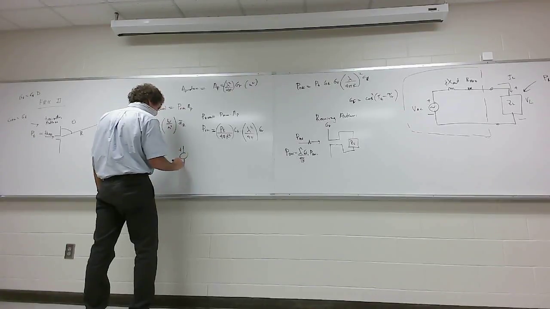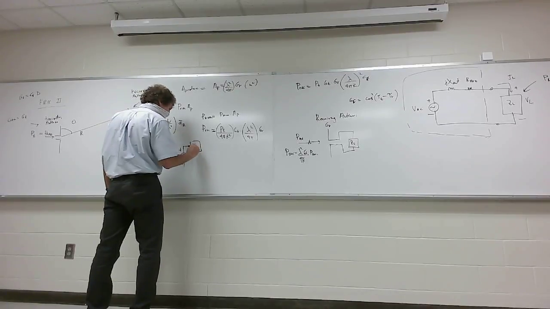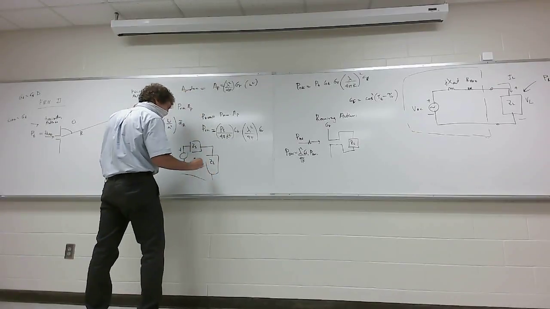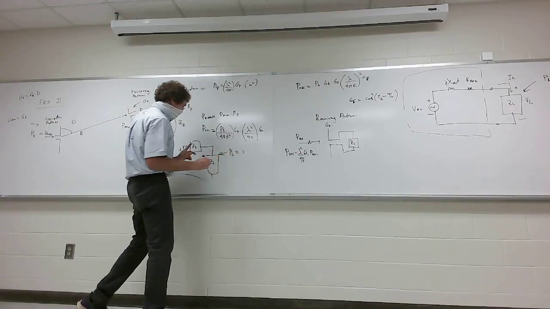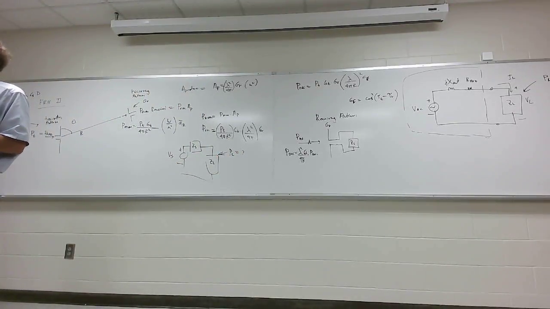You don't need to write this down. You have some V source, and then you have some Z source, and you have some Z load, right? And the question is, what is the relationship between Z load and Z source to maximize the amount of power transferred? Do y'all agree with this?